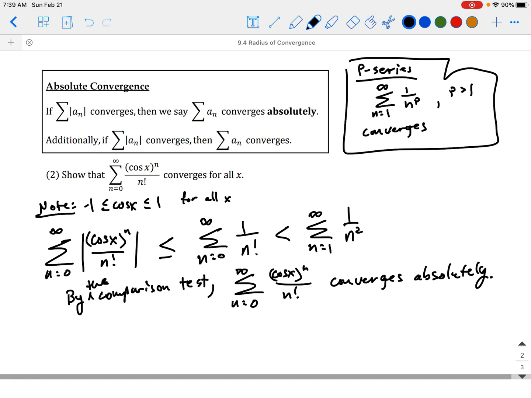Now if p is equal to 1, obviously it's the harmonic series and it diverges, and if it's between 0 and 1, so some root function, it's also going to diverge. So p-series is a super nice series for the comparison test.